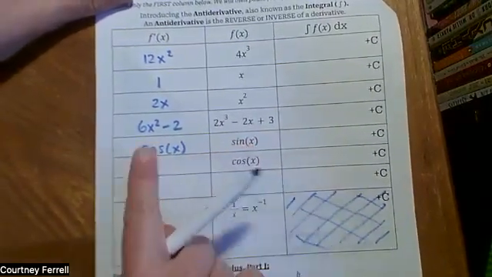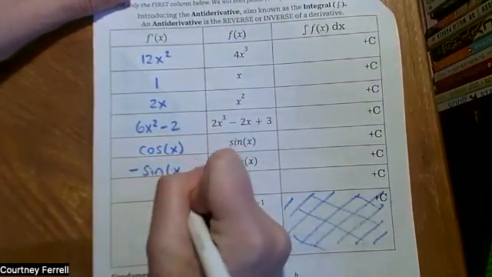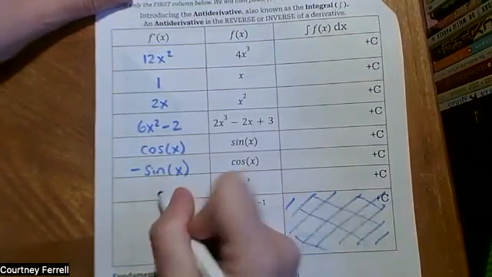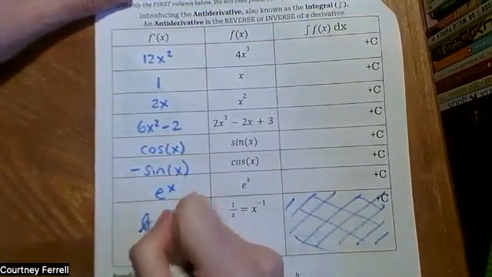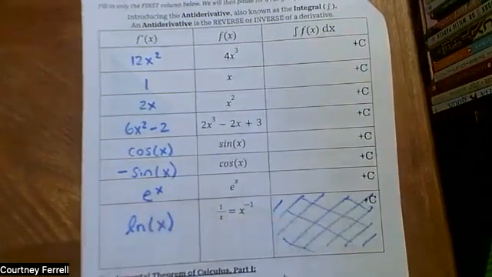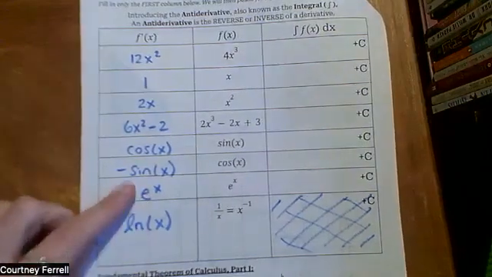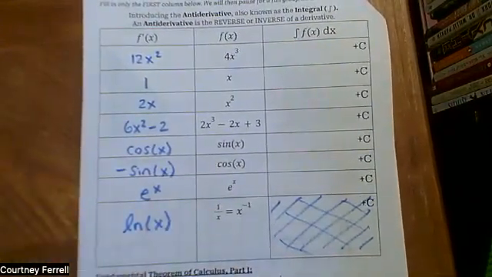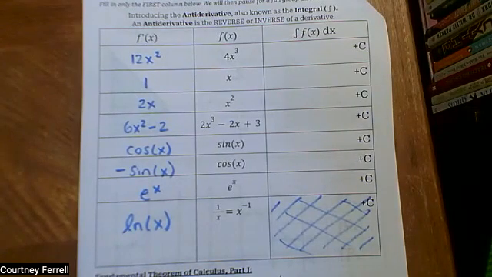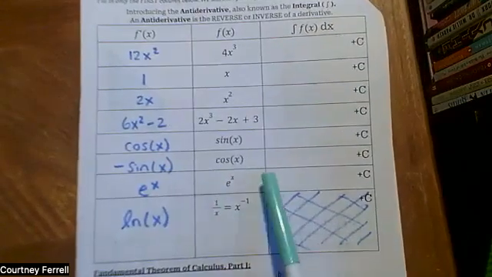So derivative of sine is cosine. Derivative of cosine is negative sine. Derivative of e to the x is itself. And derivative of 1 over x is ln of x, also known as the natural log. Don't be too stressed about these two. They're just good to know, but we're not going to see them too frequently. And you won't see them on the final.